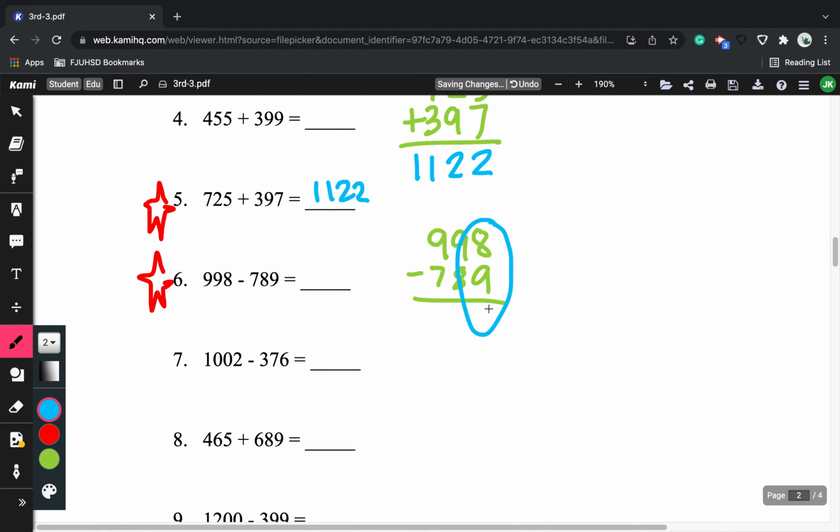8 minus 9 is something, but since 8 is less than 9, that's not subtractable. So you add 10 to this, but in the sacrifice, the tens place is going to be subtracted by 1. So that turns into 8. So 18 minus 9 is 9, 8 minus 8 is 0, and 9 minus 7 is 2. And that is 209.